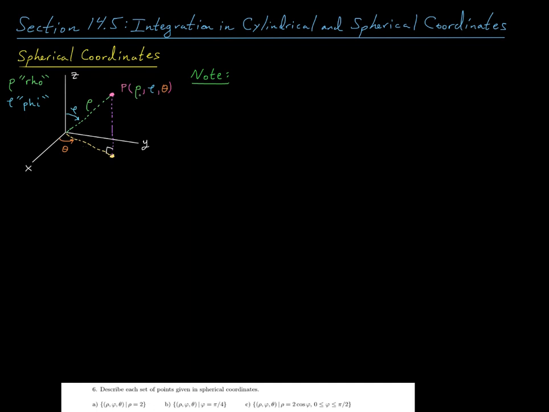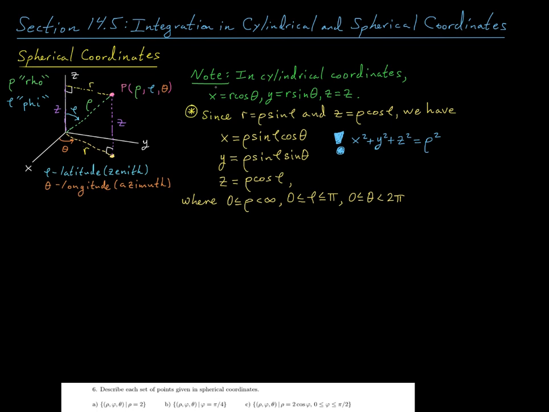Okay, so now let's look at how we can relate these quantities rho, phi, and theta to the rectangular coordinates x, y, and z for the point P. So to start, just recall that in cylindrical coordinates, we have x and y in polar form. So x is r cosine theta, y is r sine theta, and z is just itself. So now in this figure here, I've gone ahead and labeled this yellow line segment with the letter r. This is just our normal polar distance.